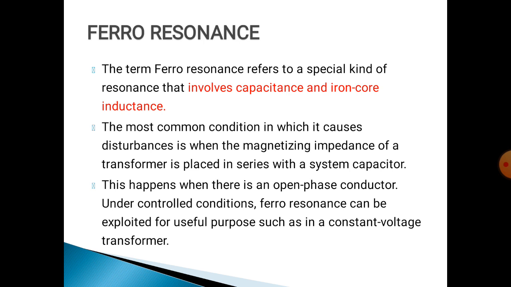In this ferroresonance condition, we have considered the inductance and capacitance connected in series, and we apply the voltage V. In a series circuit, the voltages will differ. Finally we get the voltage V equal to VL plus VC, where VL is the voltage across the inductance and VC is the voltage across the capacitance.